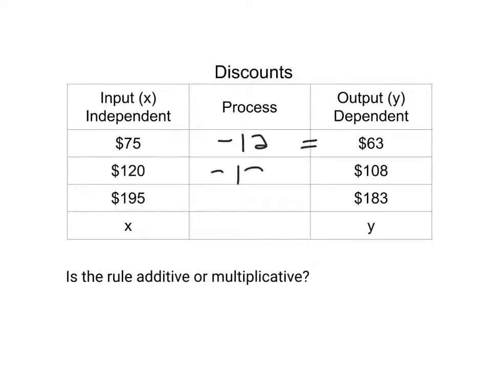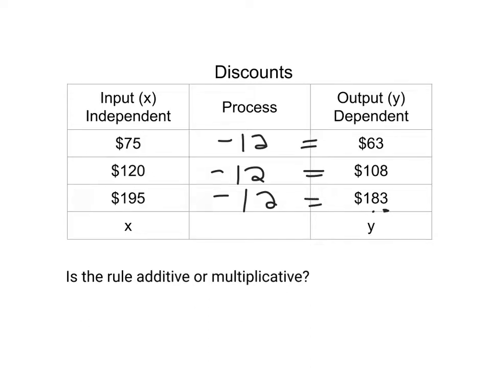So if I do minus 12 here, well, 120 minus 10 is 110, minus 2 is 108, so that's correct. Then we have minus 12 again, so again 195, so 5 minus 2 is 3, and 9 minus 1 is 8, so yeah, that means that this is correct. The minus 12 is the process.